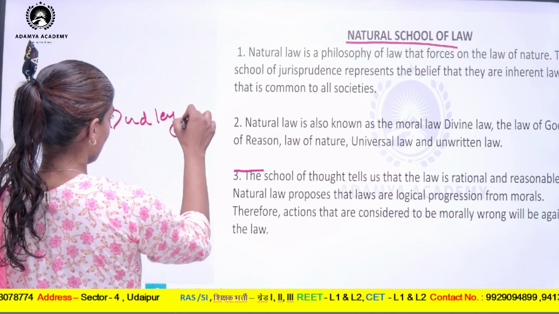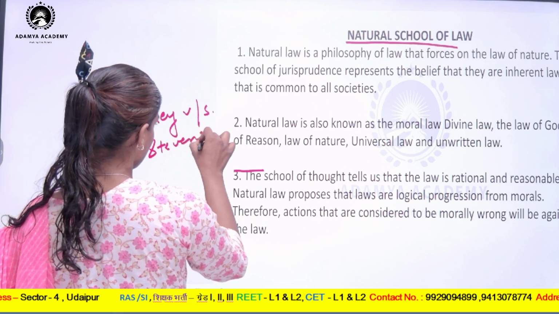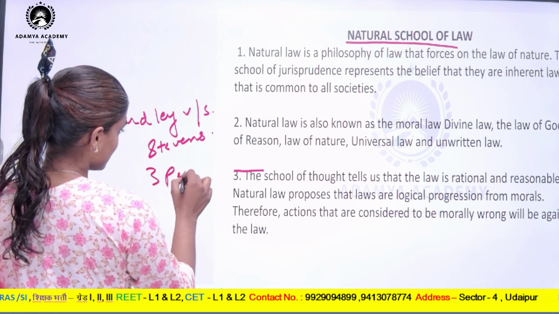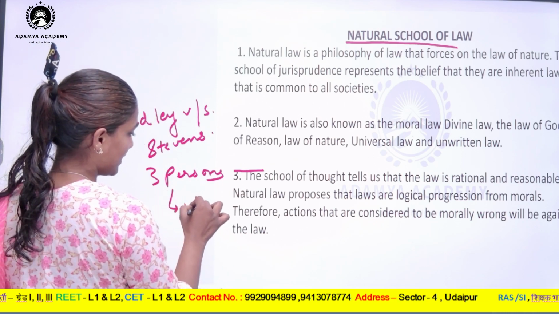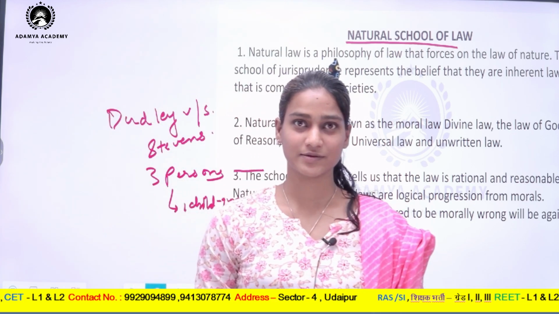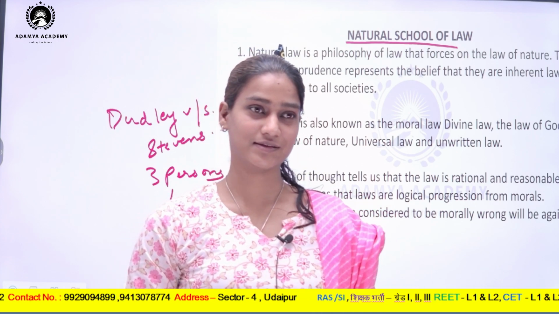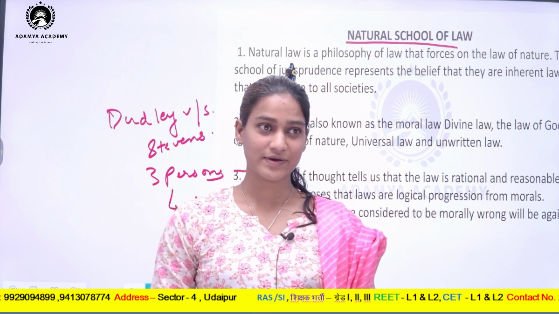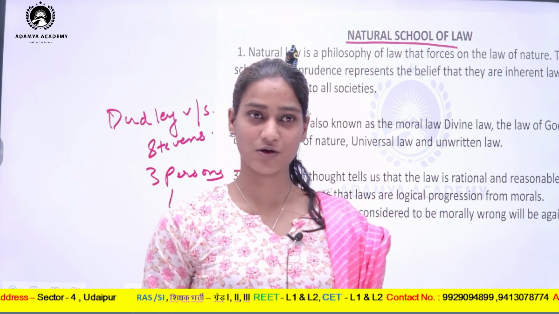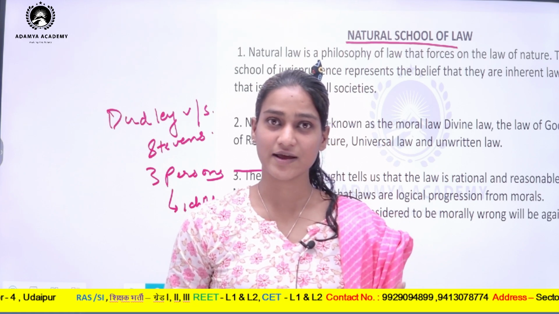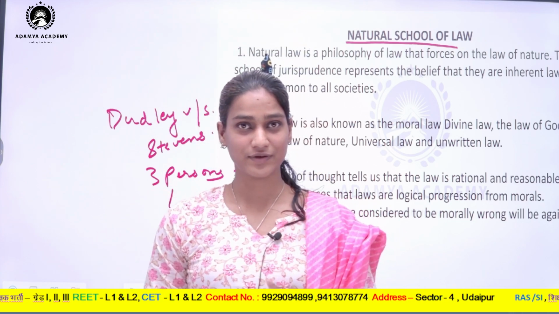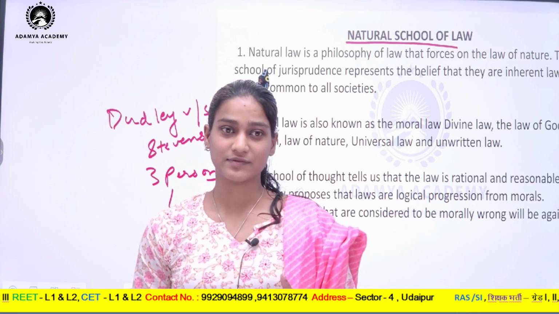Dudley versus Stevens. Do you remember what the facts of this case were? There were three persons and one child who was 9 years old. There was a shipwreck and the persons were in the sea. They did not have anything to eat or drink for days. When they reached the shore, they were tried. Why were they tried? Because meanwhile they had killed the child and drunk his blood as well as eaten his meat. So is it fair that the persons should have killed the child in order to preserve themselves?